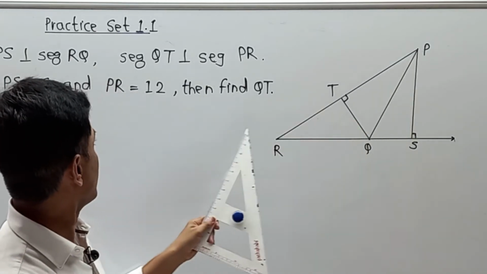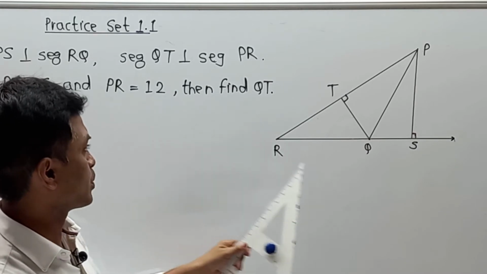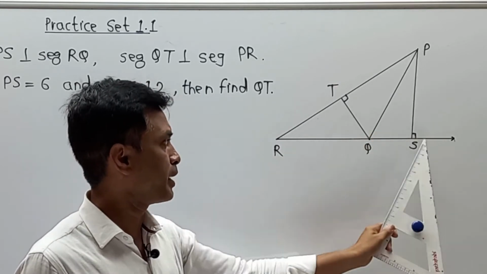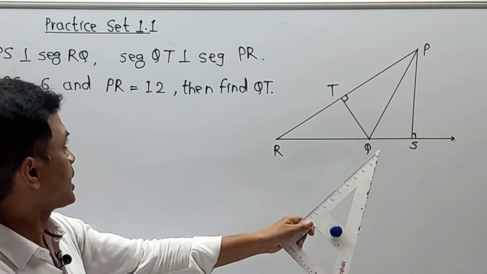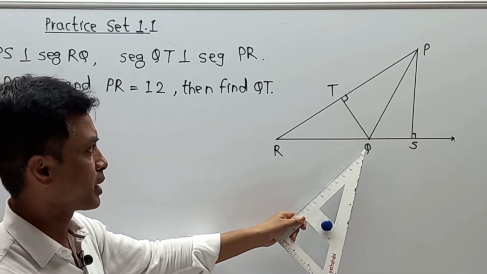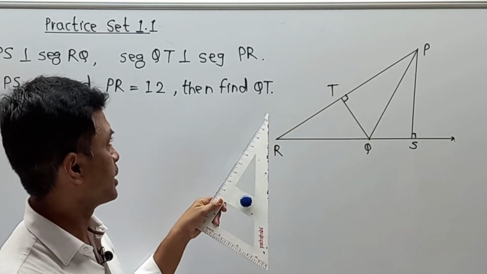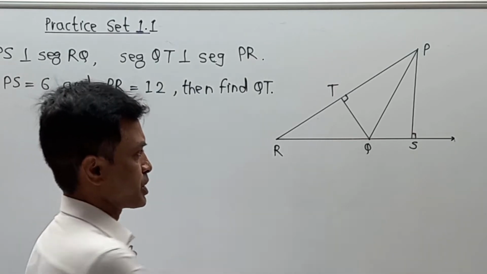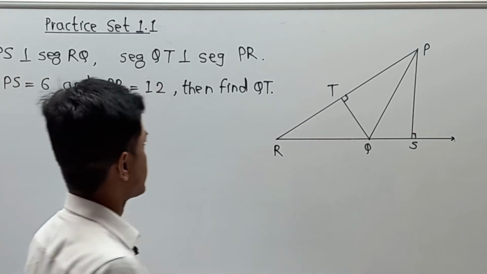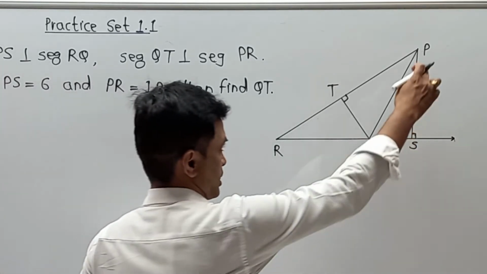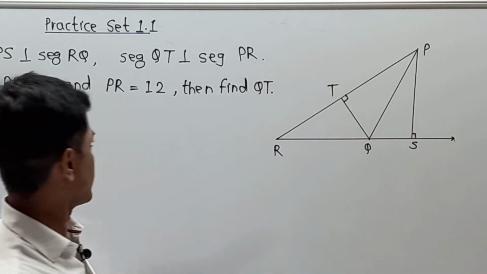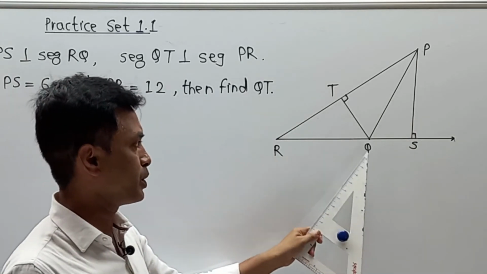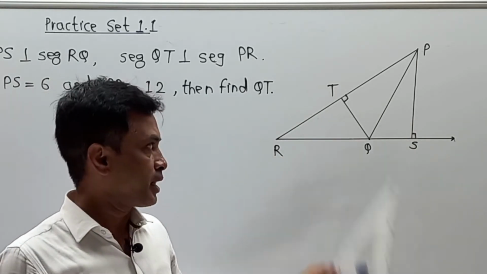Here in triangle PQR, PS perpendicular to RQ means this PS is perpendicular to RQ which is extended, and segment QT perpendicular to PR. If RQ is equal to 6, here they have given RQ, this distance, as 6, so I can mention it over here as 6. PS is equal to 6, this PS is also 6 over here. PR is equal to 12, then find QT.